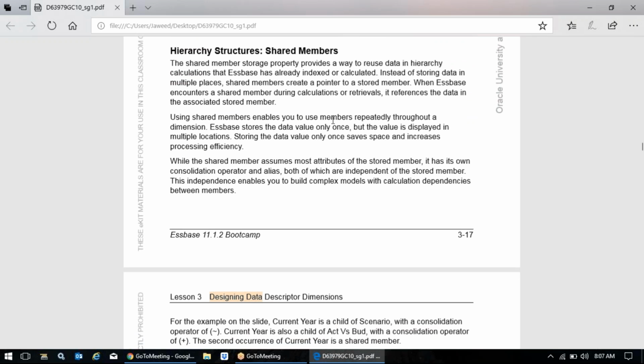Okay, so this one, these are the shared members. What are the shared members? There is a situation, or there are multiple situations, where the value in a particular member has to be shared between the other members. That's when you mark that member as a shared member.